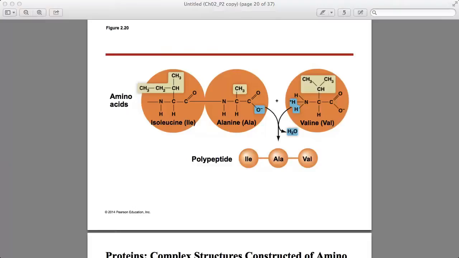Okay, so in figure 2.20, you see 2 amino acids, isoleucine, and here's an example if you're making a peptide bond here. You have isoleucine and alanine already bound together by a peptide bond. And here you go, here you have another dehydration reaction. You're going to add a valine. So now you end up with isoleucine and alanine, alanine and valine here, forming this polypeptide.